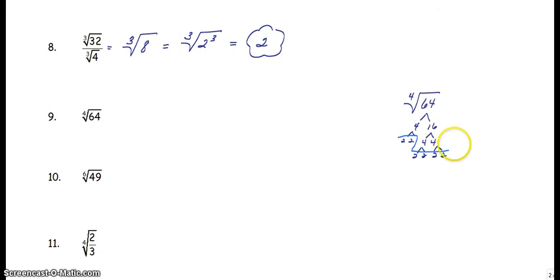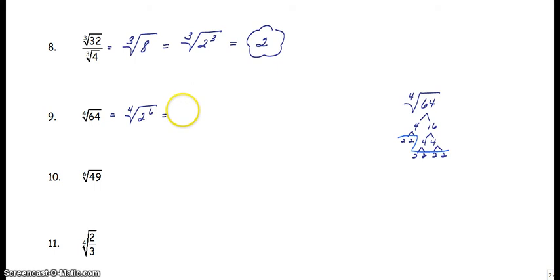That means I'll need to break down each of the 4's into 2 squared. And then I can look at the bottom row of my factor tree, and I will rewrite 64 as 2 to the 6th. So I'll have the fourth root of 2 to the 6th. Now for this particular problem, there's something unique about it in that the 6 and the 4 have a common factor. So this problem might be easier to do using fractional exponents.